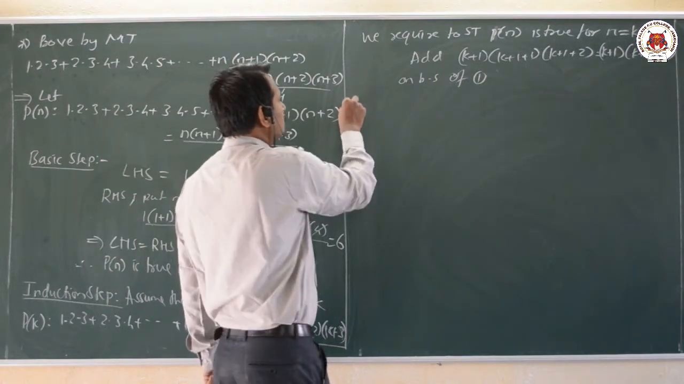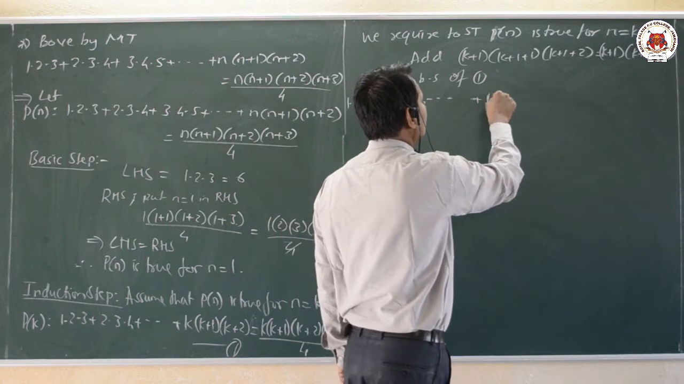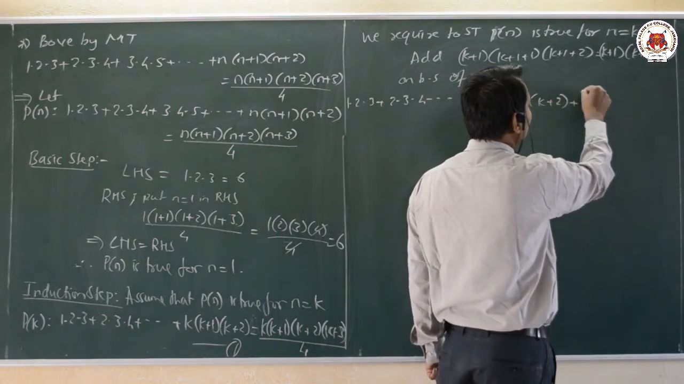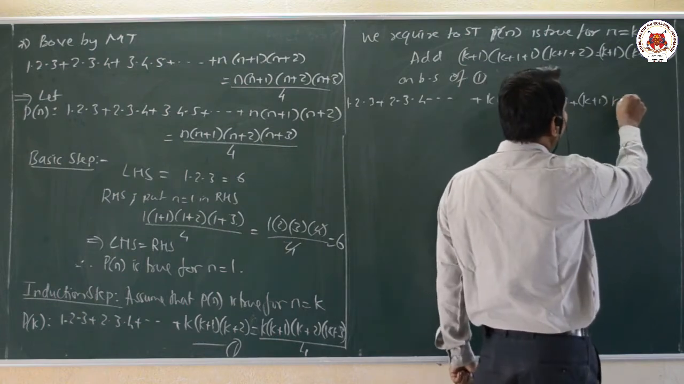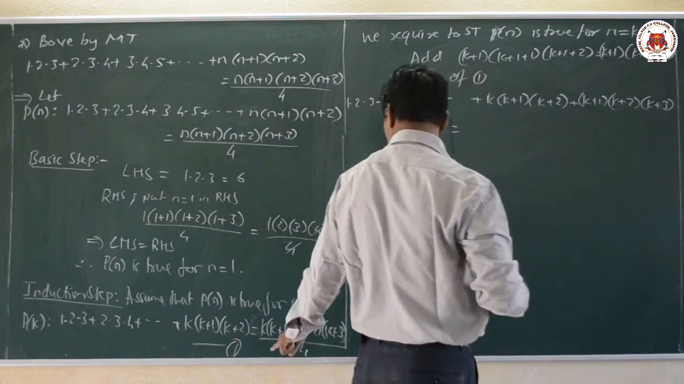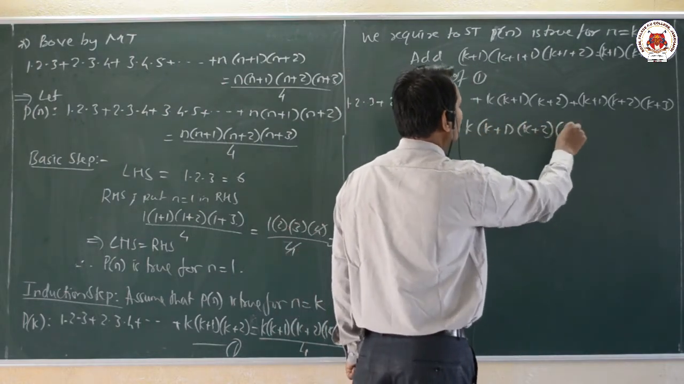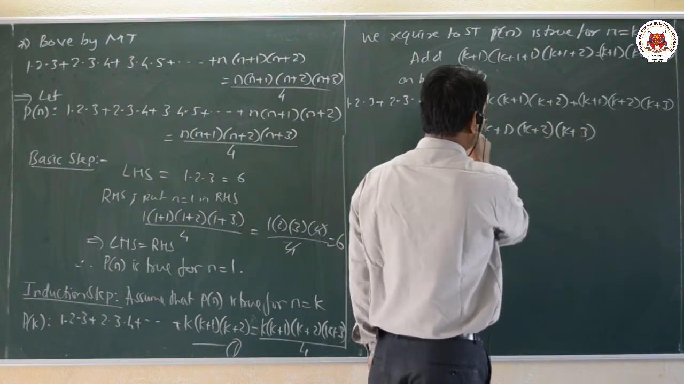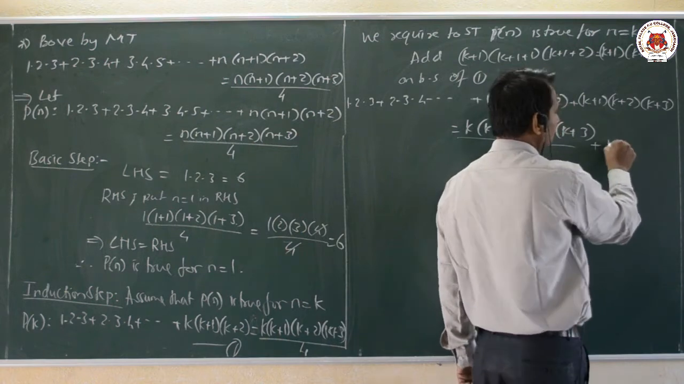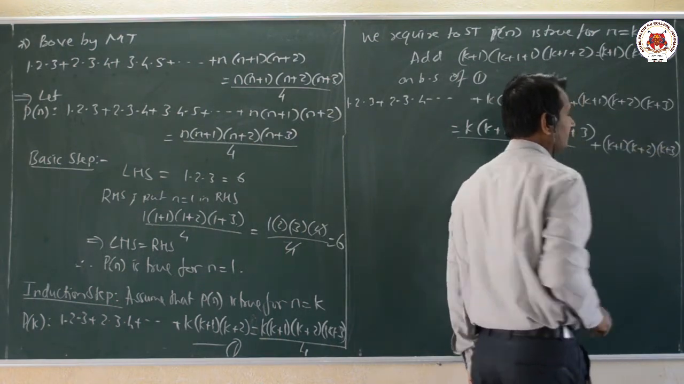Now add it, that is 1 into 2 into 3 plus 2 into 3 into 4, and so on till plus k into k plus 1 into k plus 2, plus (k plus 1) into (k plus 2) into (k plus 3). The RHS part I will write down as it is, that is k into k plus 1, k plus 2, k plus 3, the whole divided by 4, plus what we require to add this whole thing, that is k plus 1 into k plus 2 into k plus 3 here.